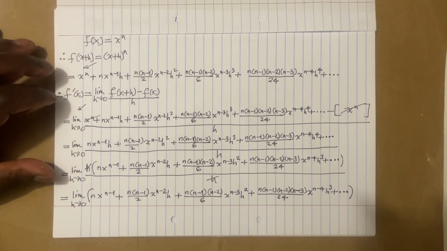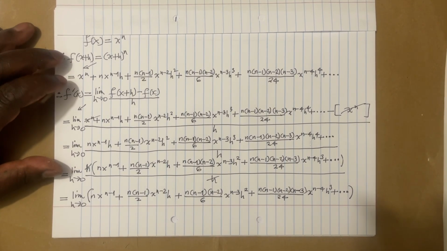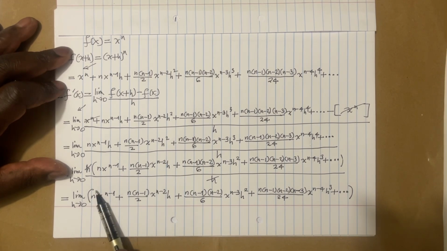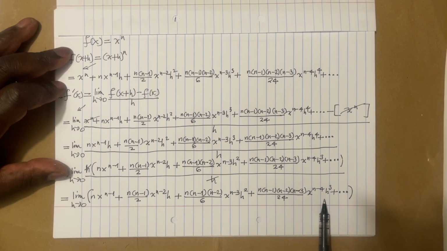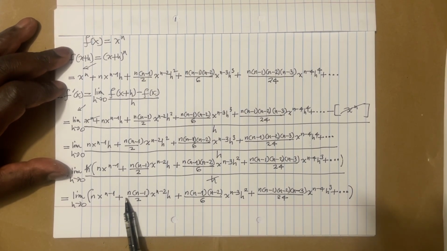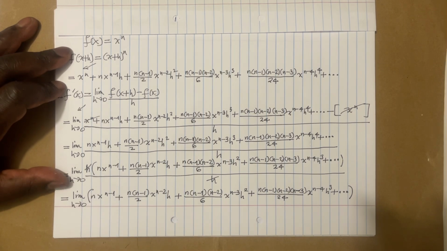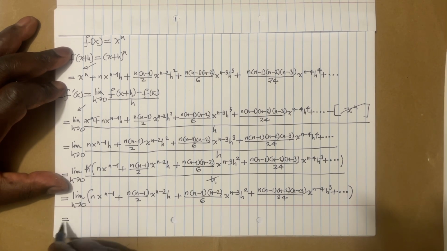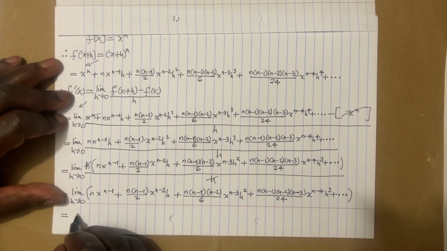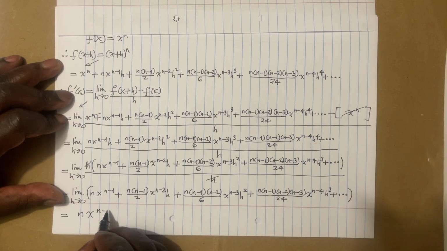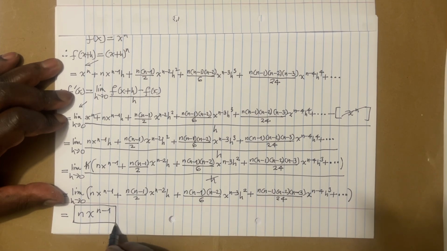Now notice something. As h approaches 0, this term here has no h. That term has one h, two h's if you like, and then 3. The next one will have 4, 5, and so on. So every term from here going that side will have an h. And so as h approaches 0, all these terms collapse and you're left with only that part there. So our final solution then is going to be, this is equal to n x power n minus 1. This is basically what we intended to prove as the power rule.